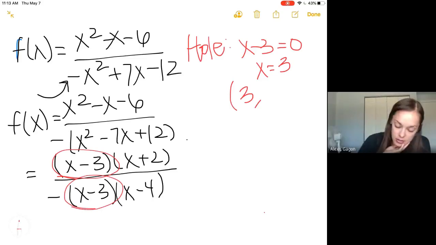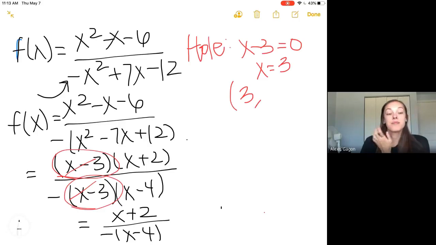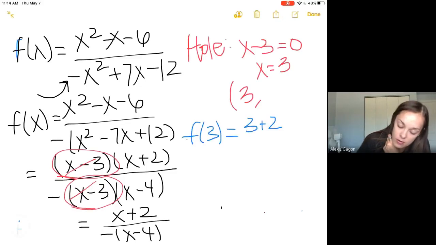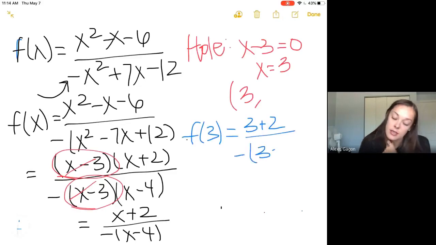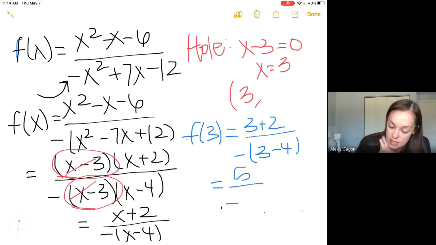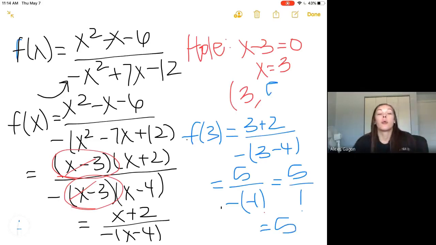And then these cancel, so I'm left with x plus 2 on top and then negative x minus 4 on the bottom. So to find the y value, I just plug the 3 in. So this is going to be f of 3 equals 3 plus 2 over negative 3 minus 4. Well, 3 plus 2 is 5. Negative 3 minus 4 is negative 1. So that's going to be 5 over negative 1, which is negative 5. So the point is 3, 5.